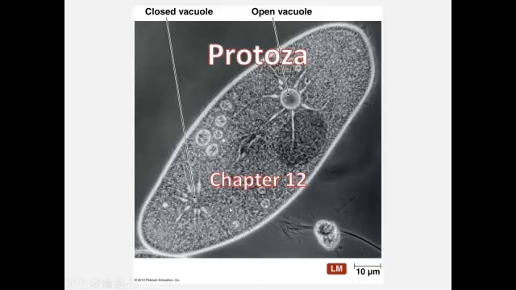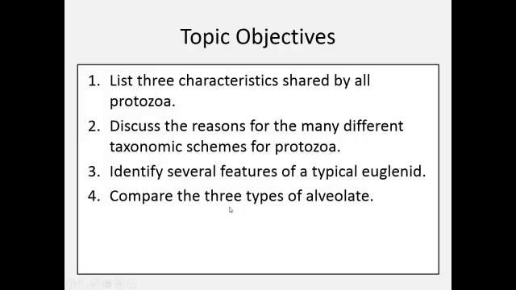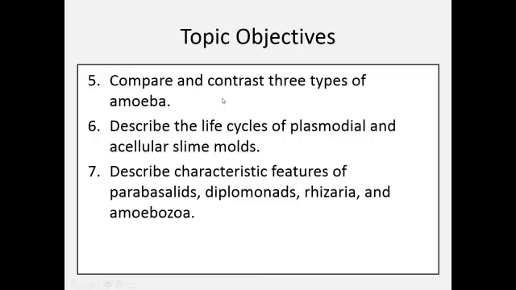Chapter 12, Protozoa. The learning objectives for this topic are: list 3 characteristics shared by all protozoa, discuss the reasons for the many different taxonomic schemes for protozoa, identify several features of typical eugleniid, and compare 3 types of alveolate. Compare and contrast 3 types of amoeba, describe the life cycles of plasmodial and acellular slime molds, and describe characteristic features of parabasalids, diplomonads, rhizaria, and amoebozoa.